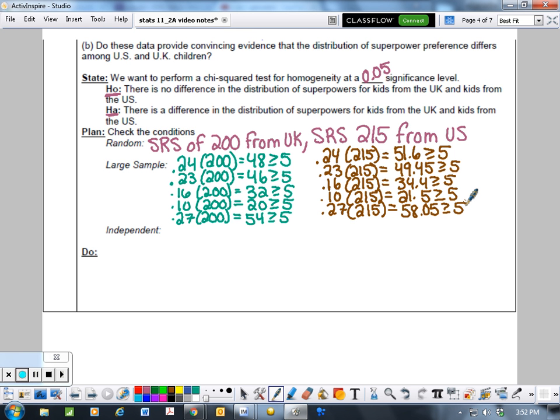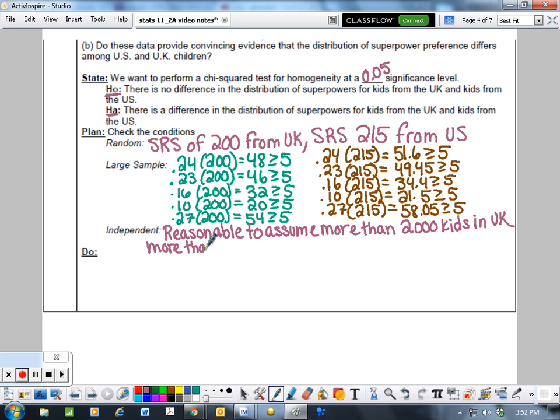So again, all of these are checking out, and now we have to go back to our independence condition. It's reasonable to assume there are more than 2,000 kids in the UK, and more than 2,150 kids in the US.